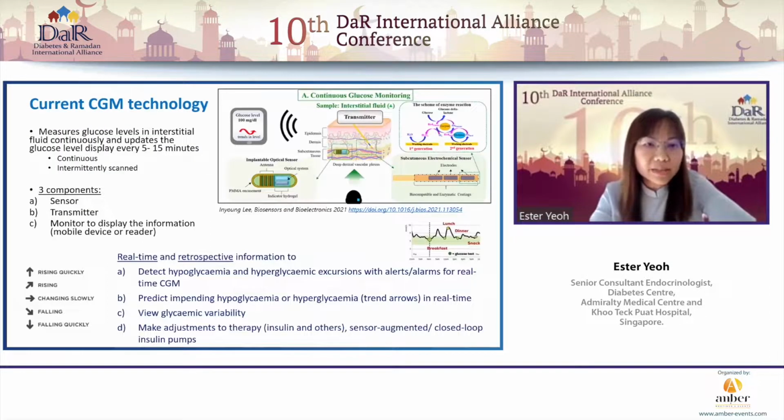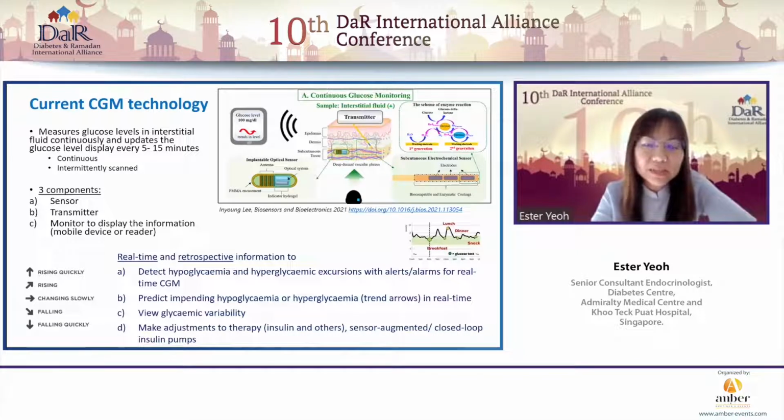So in current CGM technology, this measures glucose levels in the interstitial fluid continuously and updates the glucose level display every 5 to 15 minutes. And it can be continuous with real-time alerts and alarms, or it can be intermittently scanned, whereby the user will need to bring the reader or a phone applicator to scan the sensor and then have the reading.